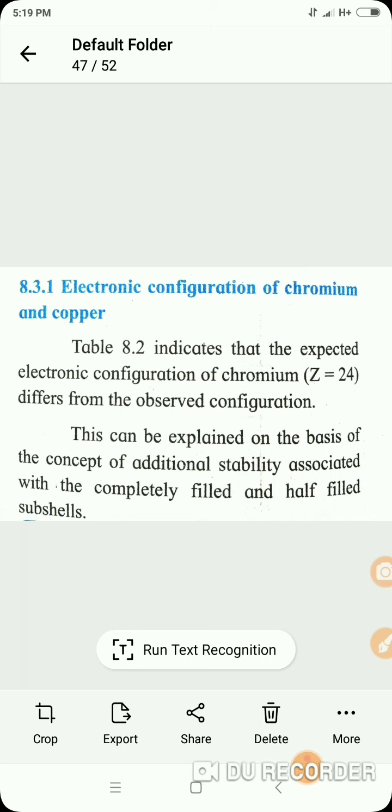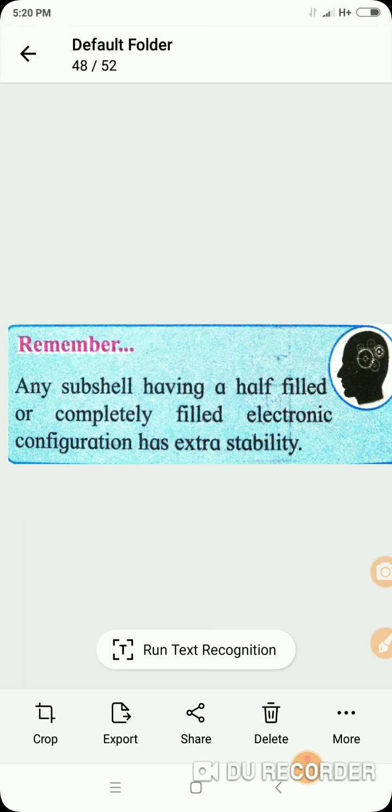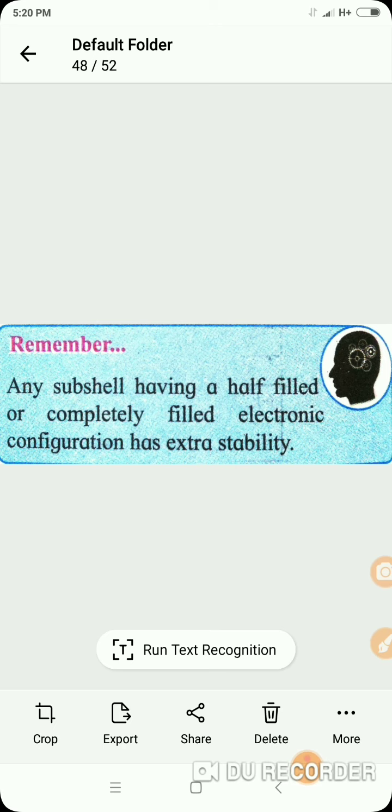When the orbitals are completely filled or half filled, they show extra stability. Due to this reason, chromium and copper show exceptional electronic configuration, because they tend to acquire completely or half filled subshells. Now this is an important point to remember: any subshell having a half filled or completely filled electronic configuration has extra stability.